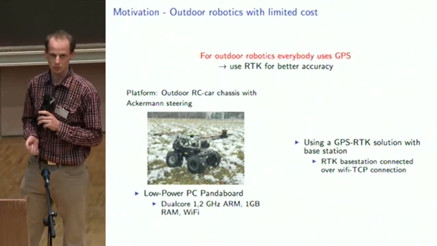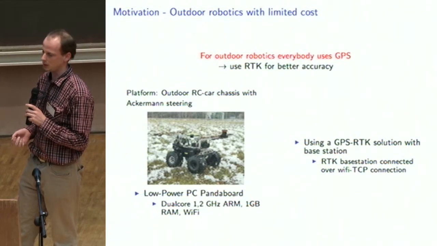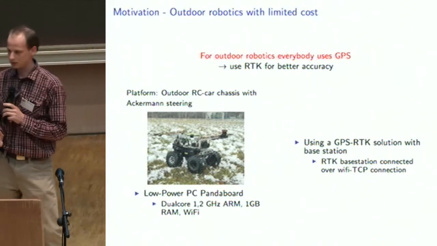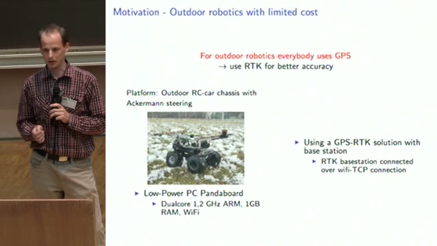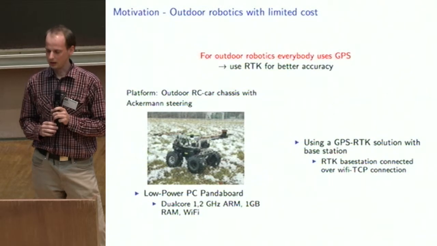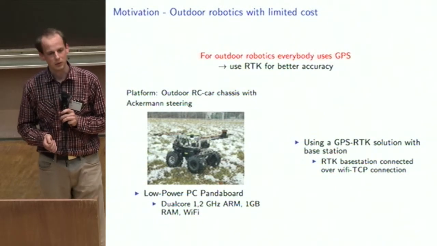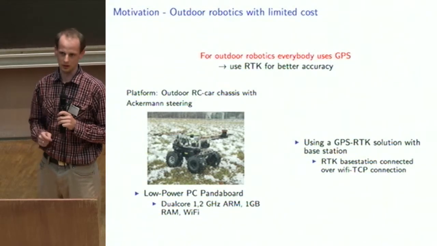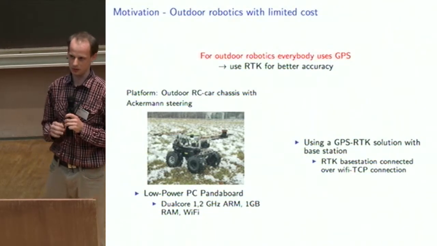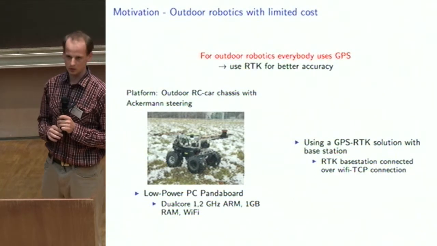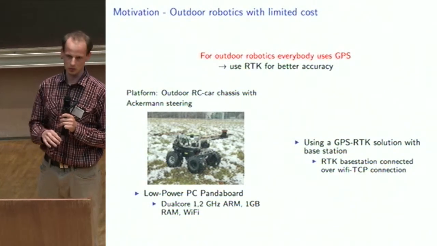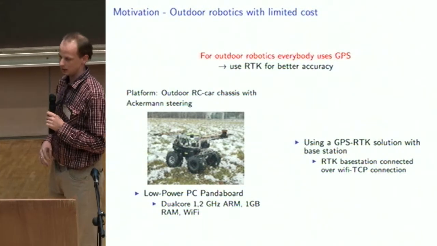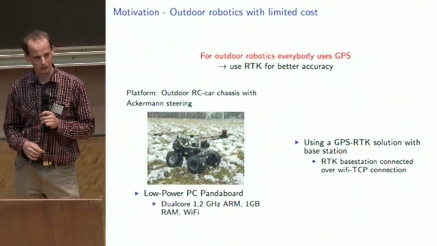We conducted a project and we used a UGV platform. That's an outdoor RC car chassis with Ackermann steering, controlled by ROS planning. It has a low power PC Panda board, and on that we implemented a low-cost GPS receiver connected to a base station, and we used a GPS RTK solution for positioning. The RTK base station was connected over a Wi-Fi TCP connection.